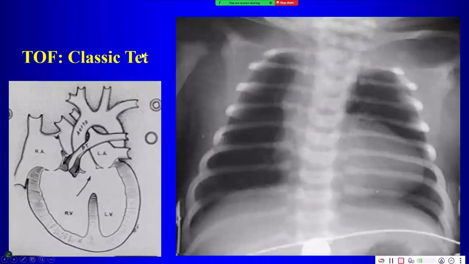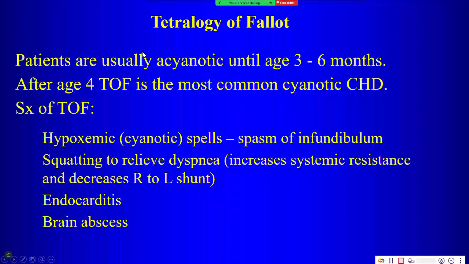And then with classic tetralogy, we'll have the manifestations on the radiograph. So patients are usually acyanotic until 3 to 6 months of age, so they're usually not cyanotic at birth. After age 4, tetralogy of Fallot is the most common cyanotic congenital heart disease. So cyanotic spells can occur because of spasms of the infundibulum, which cause severe obstruction during the spasm, and patients may use squatting to relieve dyspnea by increasing systemic vascular resistance, which decreases the amount of right to left shunting.